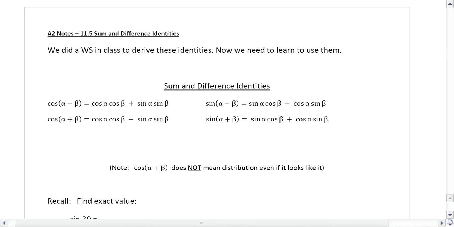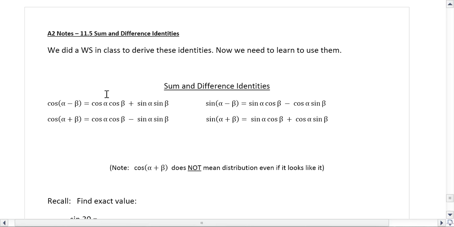This video is for Chapter 11, Section 5, entitled Sum and Difference Identities. As we continue working down the pink sheet proving these identities, we just have sum and difference and double angle left, and those are the two we're going to cover in this section. We did a worksheet in class together where we derived the sum and difference identities. It was an adventure. It was somewhat painful at times. It was very long, but we persevered, we worked through it together, and they have been proven. So now in this video, we want to learn how to use them.